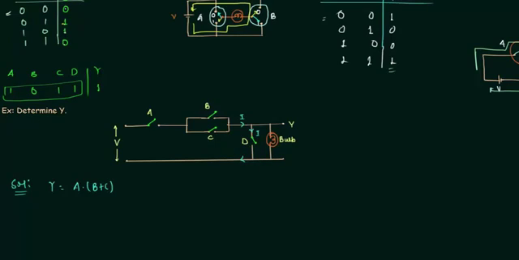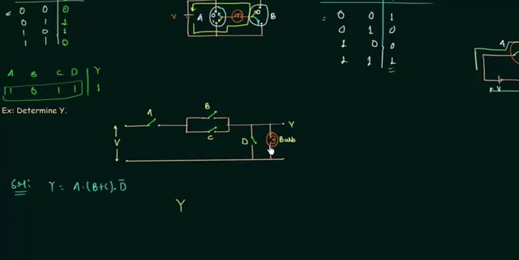So D must be opened in order to make the bulb glow. So we will take D complement because it should be opened. A must be closed. Out of B and C, one must be closed and D must be opened. So this is what we got if we do the analysis directly. This is the fastest way to find out the output Y. There is one other way also. Let's see how to find out the output in that case.